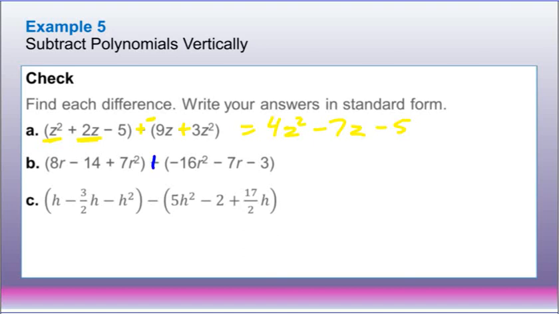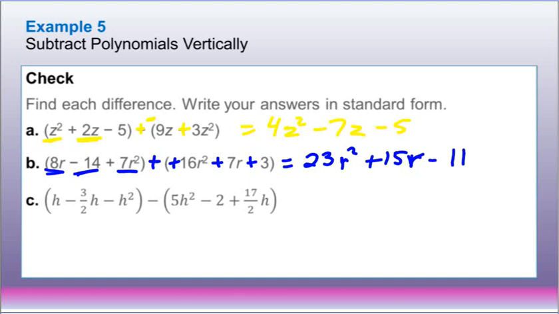Next, change the signs. So now I have 7r squared plus 16r squared gives us 23r squared. 8r plus 7r is 15r. And then negative 14 plus 3 will give us a negative 11.